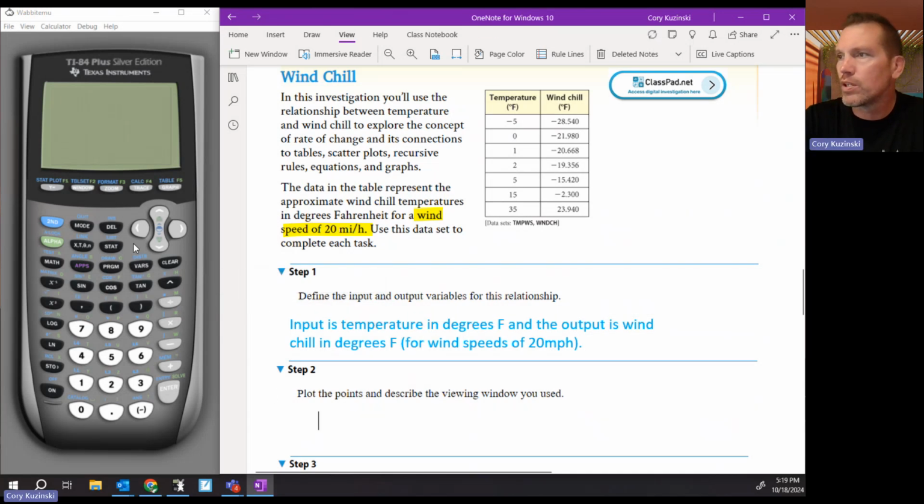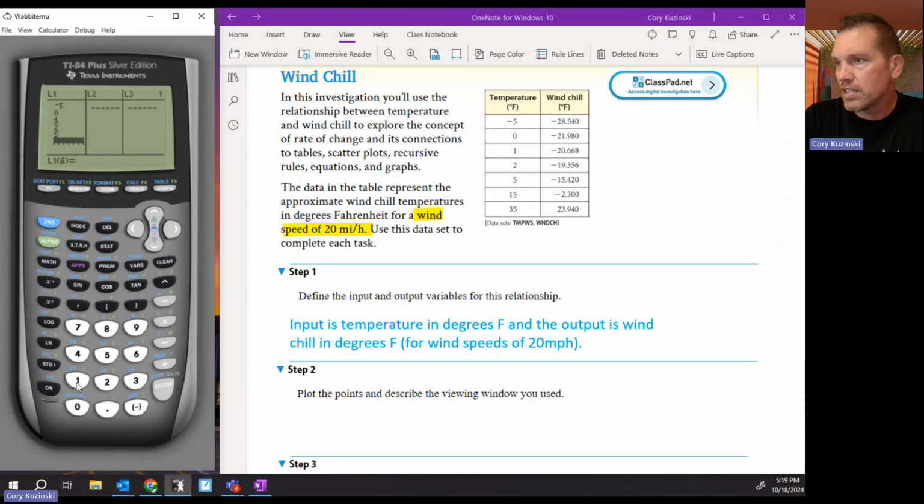Plot the points and describe the viewing window we use. Here we go. So let's go second plus 7, 1, 2, stat, enter. Put in these temperatures: -5, 0, 1, 2, 5, 15 and 35. And then in L2, we're going to put these wind chills: -28.540, -21.980, -20.668, -19.356, -15.420. Hopefully you know how to do this by now.